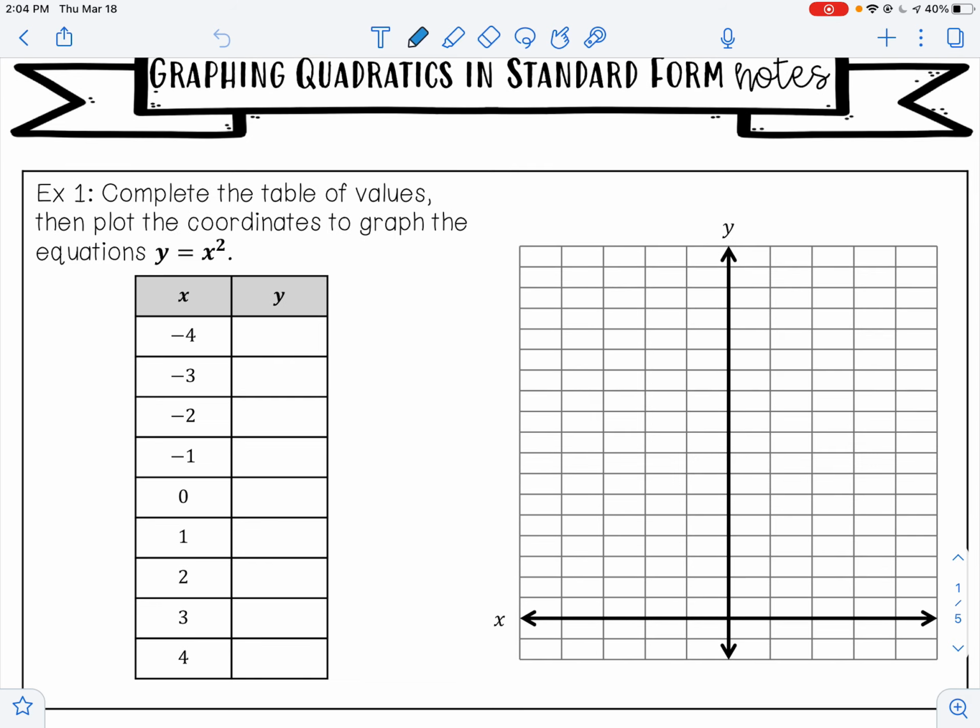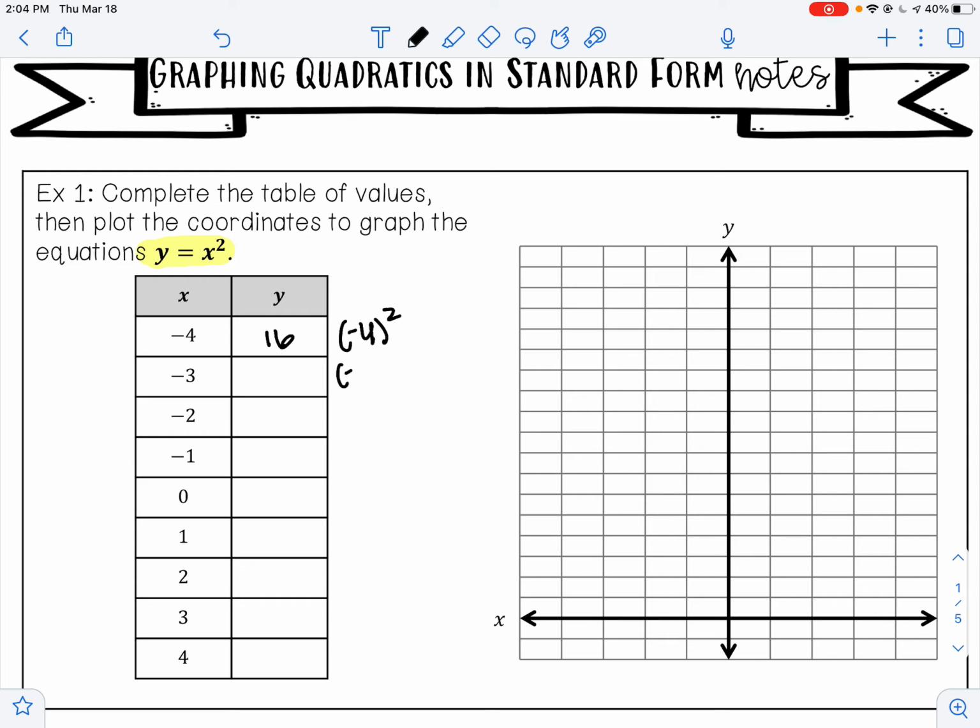And so we have our x values right here, and we're just going to plug in to this equation, y equals x squared. So you can either do this using your brain or you can do it using a calculator, whichever is easier for you. And so for this first one, we see that y equals x squared. So y is going to equal negative 4 squared. Well, negative 4 squared is 16.